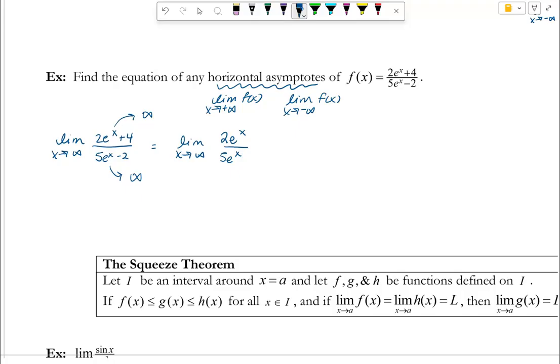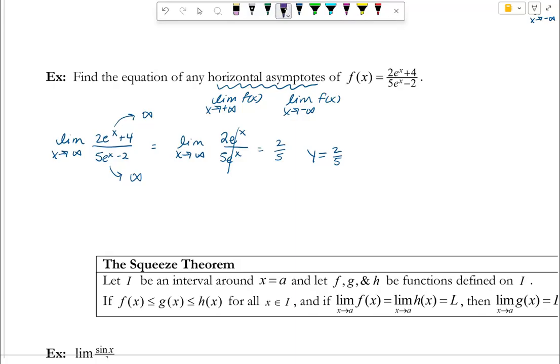All right, so as we plug this in, we see the top and bottom are growing at the same rate. So we could just divide by those pieces, and we are left with 2/5. So we will have a horizontal asymptote at y = 2/5. That would be our equation.